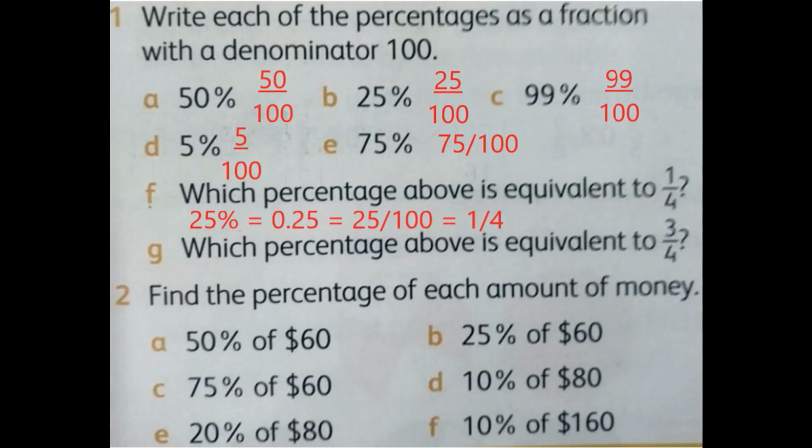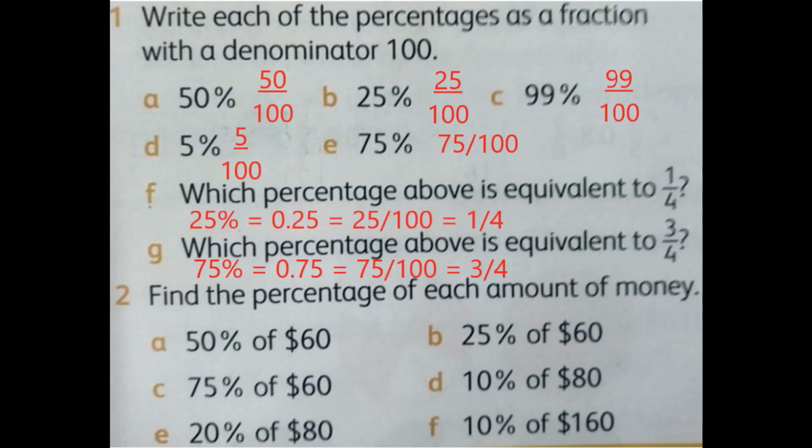So if we look at letter E, 75 over 100, if we simplify that using the same ideas that we did for 1B to get, for letter F, the answer for 25%, which is an equivalent to 1/4, we know that for letter G, the equivalent to 3/4 would be 75%. Okay? Let's go ahead and take a look at problem number 2 now.